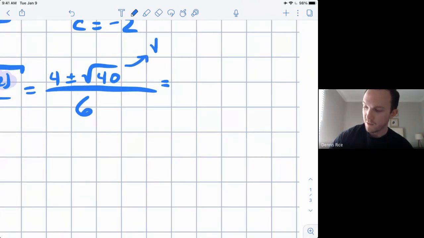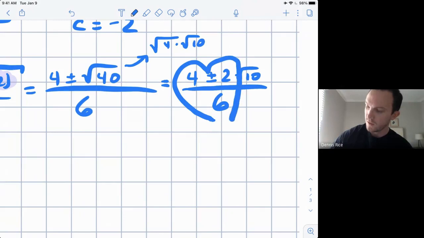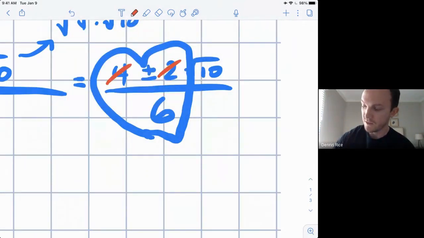And 40 can be broken down into 4 times 10, which works out nicely to 2 rad 10. So we got something going. And I call this with my classes, I say make a little heart to remind you, some people say a triangle, that all 3 of these numbers have to have something in common. And they do here, which is a 2. So I'm going to divide them all by 2.